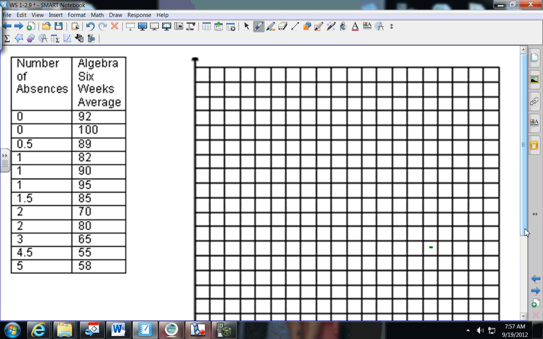The next one talks about number of absences and your Algebra 6 weeks grade. Let's make a prediction. What do you think happens here? The more you miss class, what happens to your grade? The more it goes down. What kind of correlation do you think that has? It should be a negative. Okay, let's see what happens. I know that absences is X. My algebra grade is the Y.